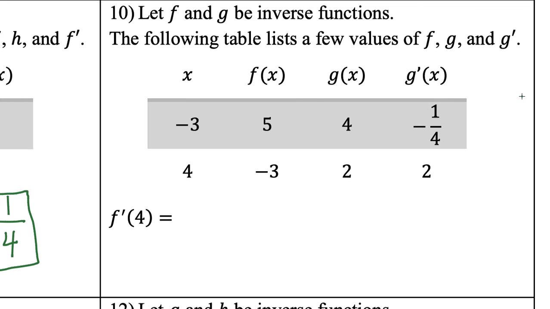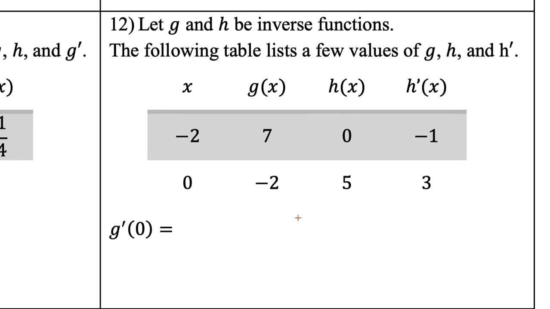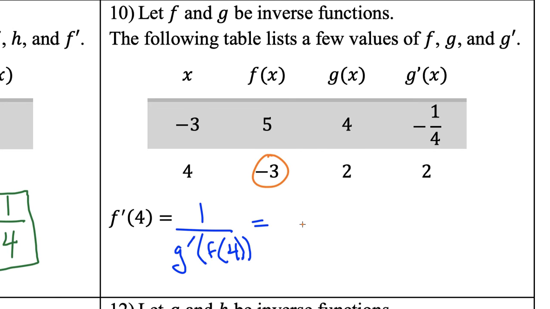All right, so another formula, we have f and g, so this is going to be 1 over g prime of f of 4. And what is that going to give us? So f of 4 is negative 3. Okay, so this is going to be 1 over negative 3.